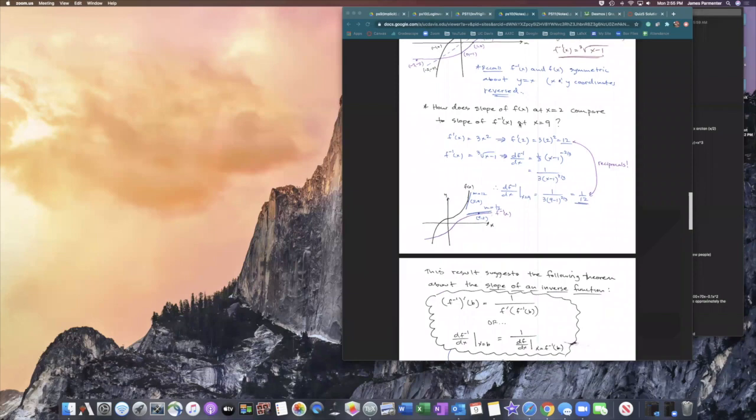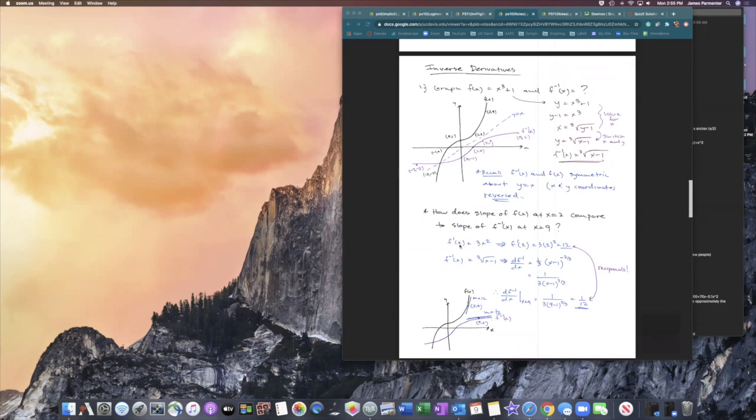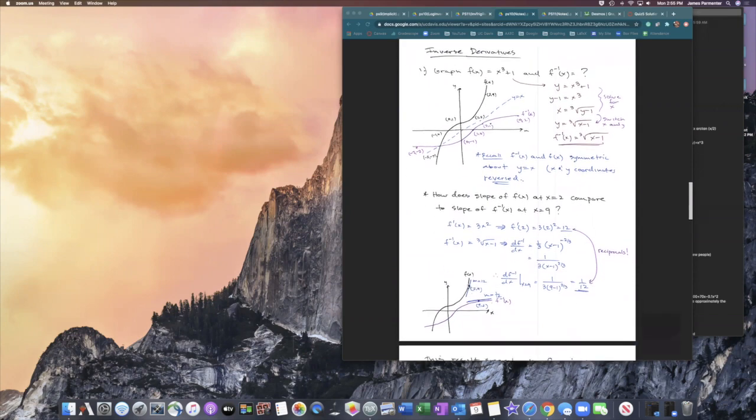How does the slope of this function, x cubed plus 1 at x equals 2, compare to the slope of f inverse of x at x equals 9? I will point out, in this function, f of 2 is 9, and f inverse of 9 is 2. So if we look over here at 2, the derivative of the original function, 3x squared, gives you f prime of 2 equals 12. That makes sense, right? If you look at the point (2, 9) here, the slope is very steep. The slope is 12. For the inverse function, we can actually find the inverse derivative. The inverse function is the cube root of x minus 1.